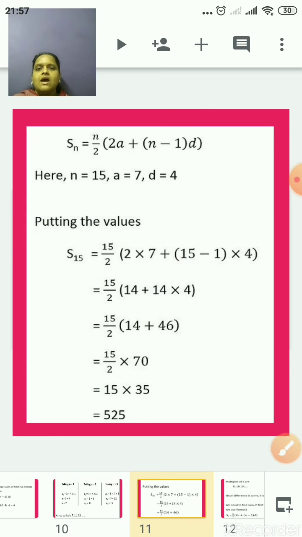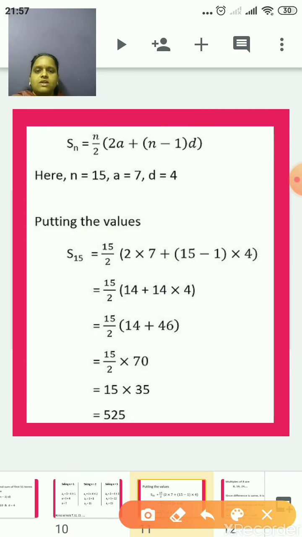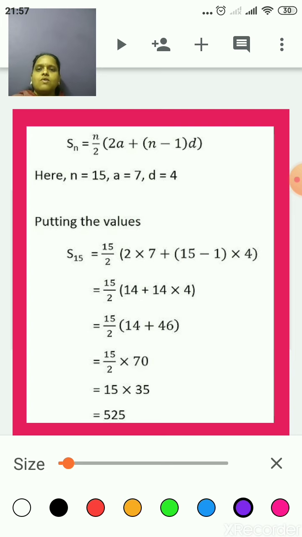I have used the first formula over here. So the formula is nothing but Sn equal to n by 2 in the bracket 2a plus n minus 1 into d. Hope this is clear to all of you till here. Is it clear? So n equal to 15, a equal to 7, d equal to 4.